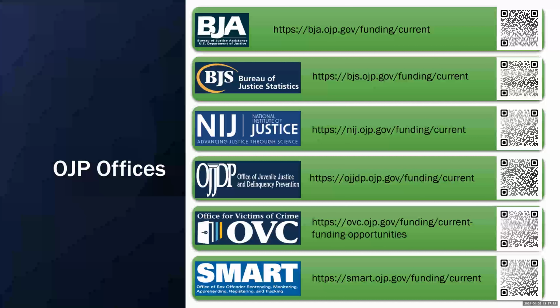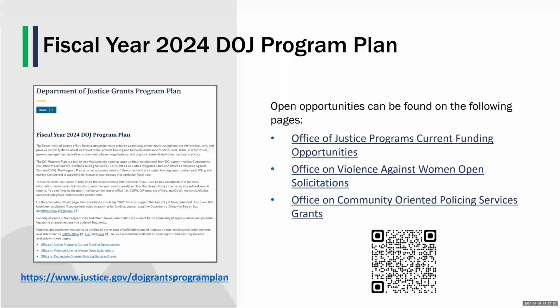So these are just the offices of OJP. We like to introduce them, but again, what you're seeing here are the websites for all of their funding opportunities. Now, if you ever go into the DOJ page, we do have a program plan listed, and our program plan is simply a tool to locate potential DOJ funding opportunities. From this page, you can search the site using an opportunity ID. The three links here are for the Office of Justice Programs, which is OJP, OVW, and COPS. Those links will take you to those offices and their policies, services, and solicitations.